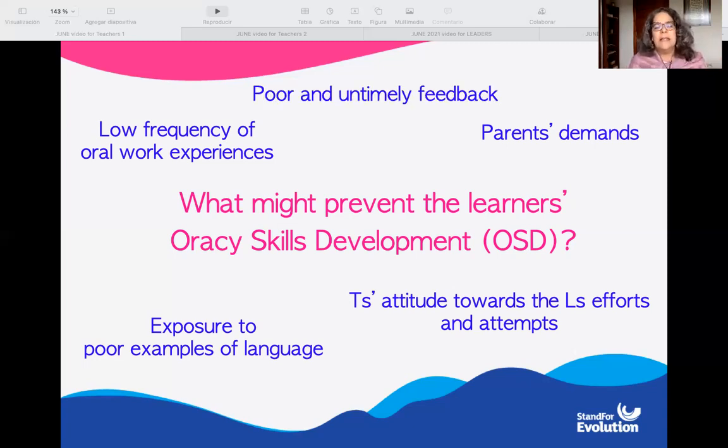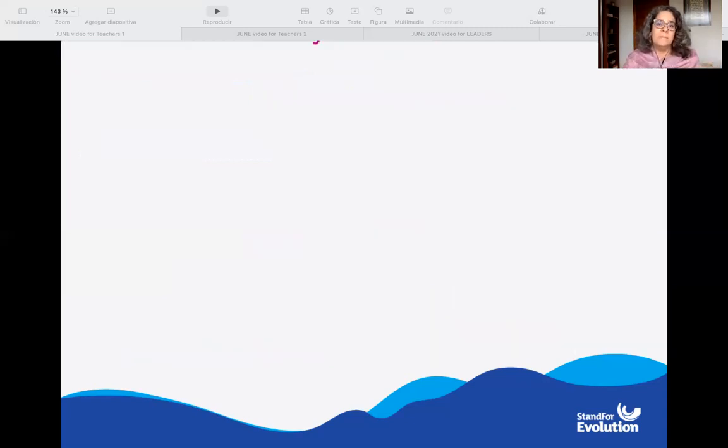Another thing that prevents the learners' oracy skills development is poor or untimely feedback, and this is very important. If you stop the child every time he or she makes a mistake and correct that in front of the class, the child will then resist participating. So try to be very careful how and when you provide feedback.